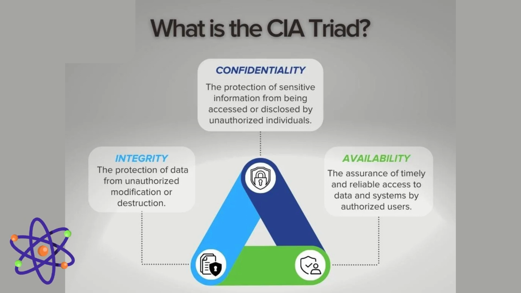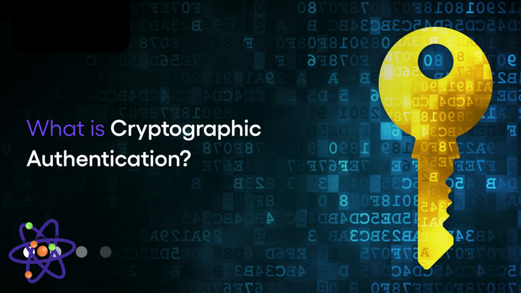Digital signatures are like electronic signatures that use cryptography to verify the authenticity and integrity of a message. The sender digitally signs the message using their private key, and the receiver can verify the signature and the sender's identity using the sender's public key.